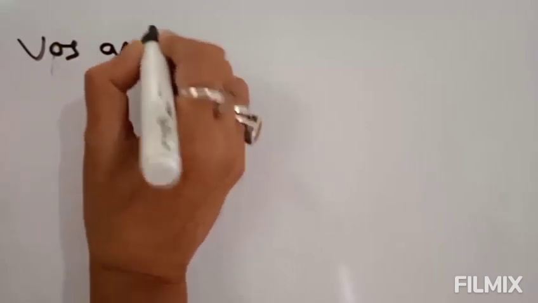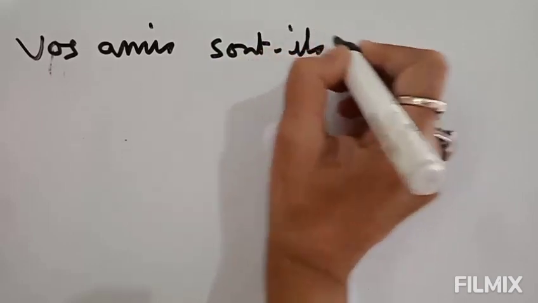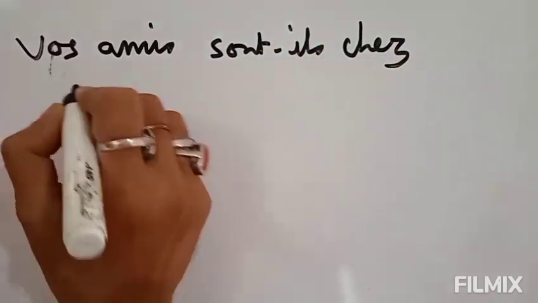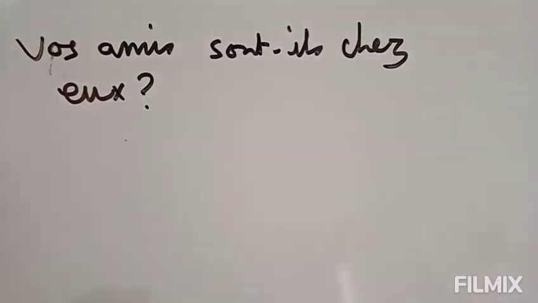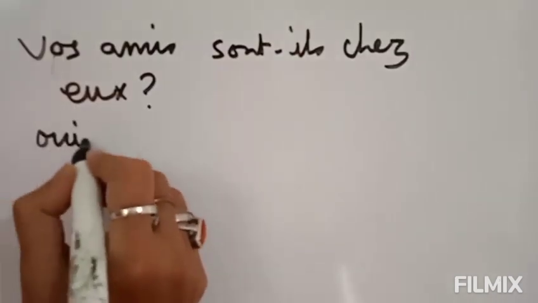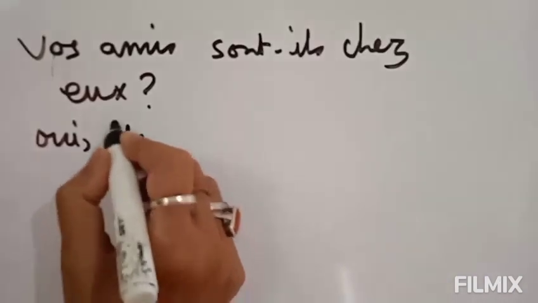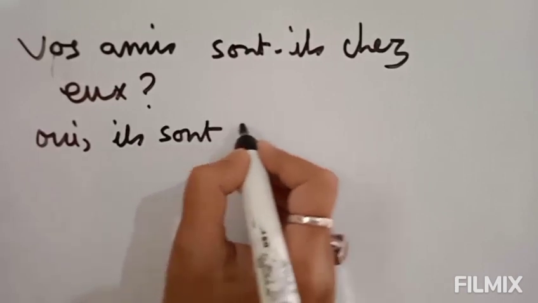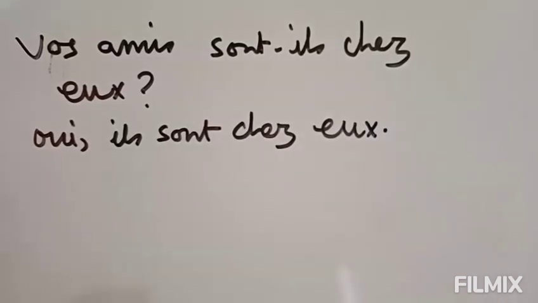Vos amis sont-ils chez eux? This is the next question. Vos amis, your friends. Your friends, are they in their house? This is the next question. So the first answer is the affirmative answer. Oui. I am not repeating vos amis; I am using a pronoun. Ils sont chez eux. This is the first answer, affirmative.